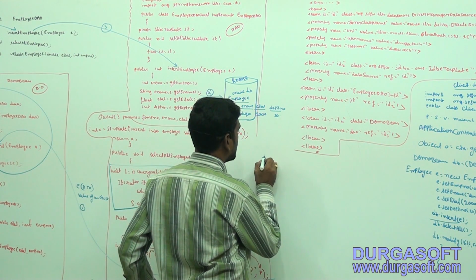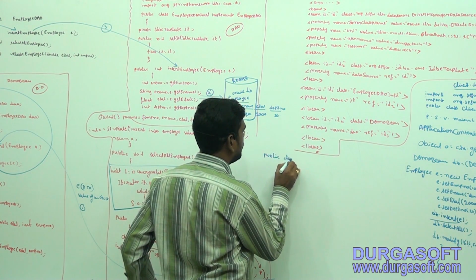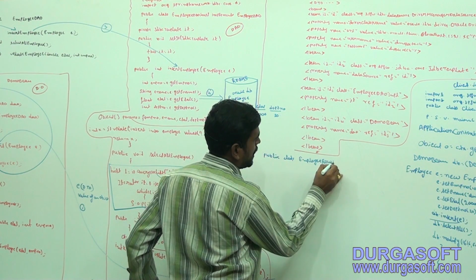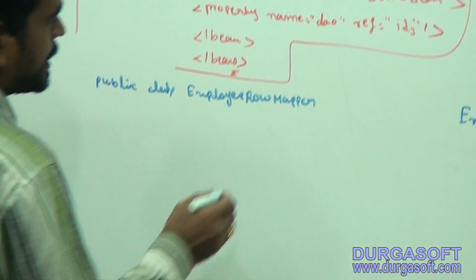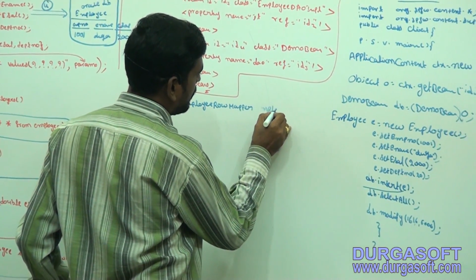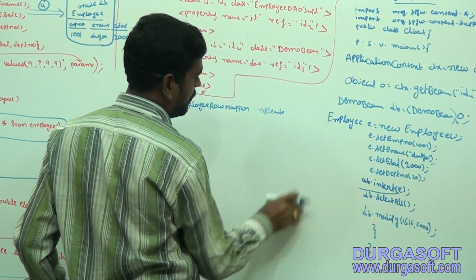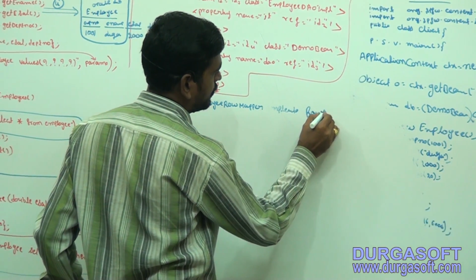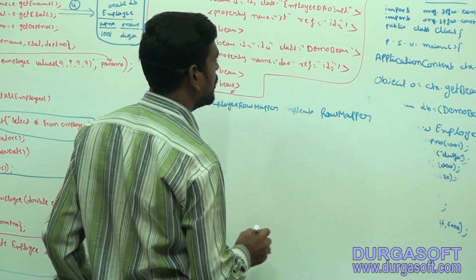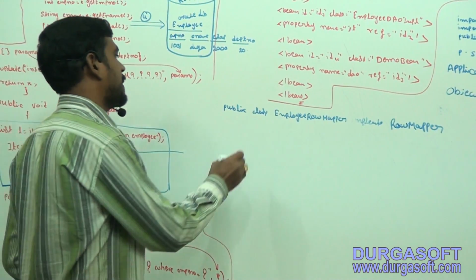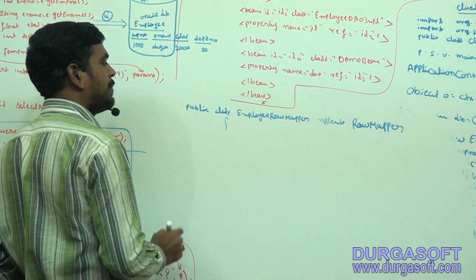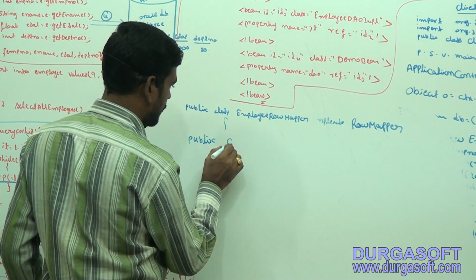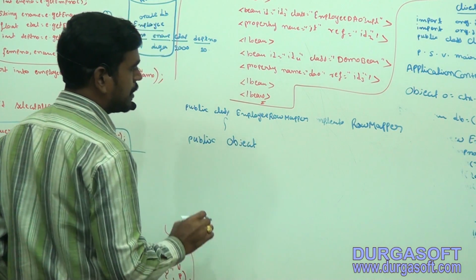Now how can we develop the one class like this: public class EmployeeRowMapper implements RowMapper. RowMapper is an interface available in the org.springframework.jdbc.core.* package. This RowMapper provides one predefined method called the mapRow method. Public Object mapRow.